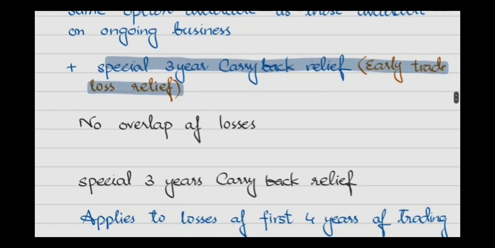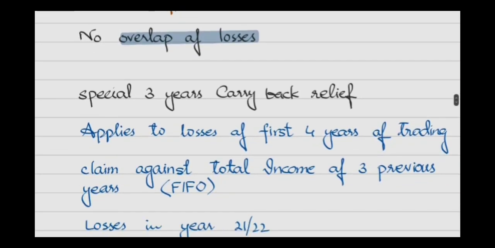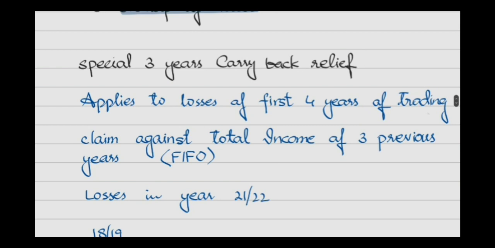3-year carry back relief means you have started the business, and if you have suffered a loss, you can set off that loss by carry back, to be set off against previous years' other income or employment income or whatsoever. Another thing, losses will not be overlapped. Special 3-year carry back relief applies to losses of the first 4 years of trading. Claim against total income of the 3 previous years should be on a FIFO basis.